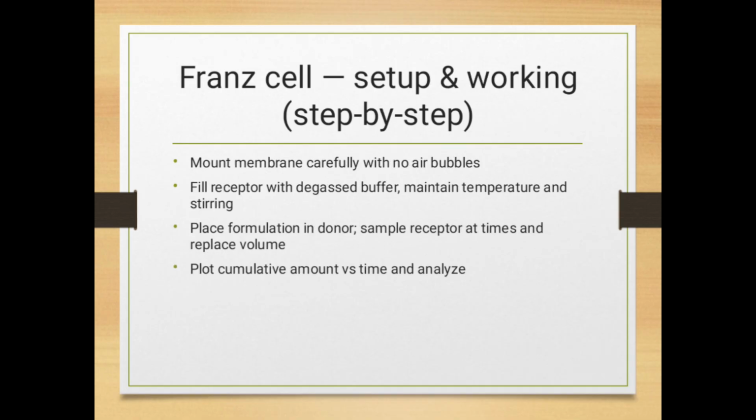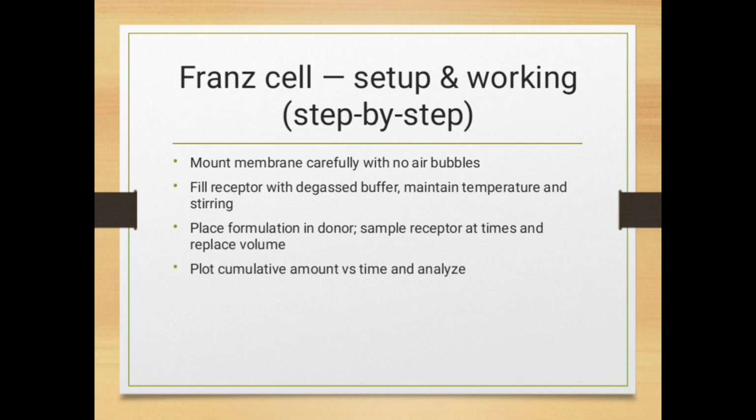Moving to next slide. So Franz cell, its setup and working, step by step. The first point is prepare the membrane, that is trim, hydrate if needed. Trim in case you're using animal skin and if there are hairs and you need to remove the hair, you need to trim it, right? You can hydrate it if required, depending upon what type of membrane you're using for your experimentation.